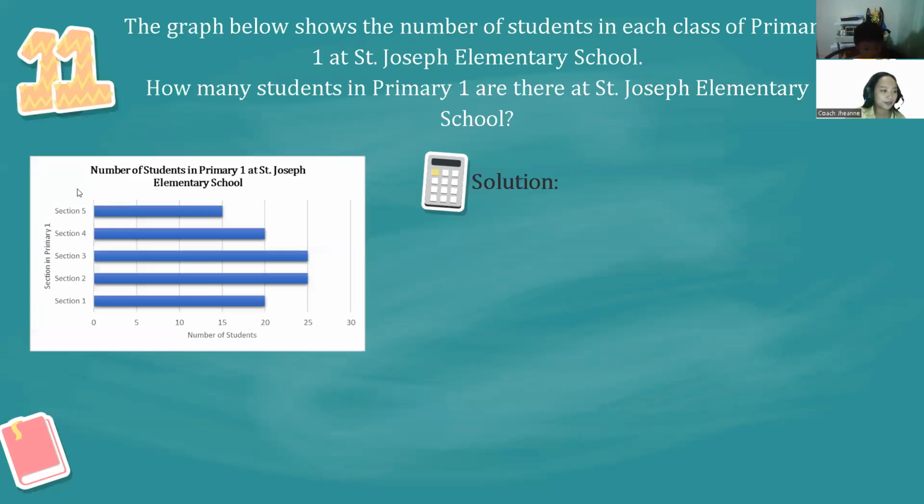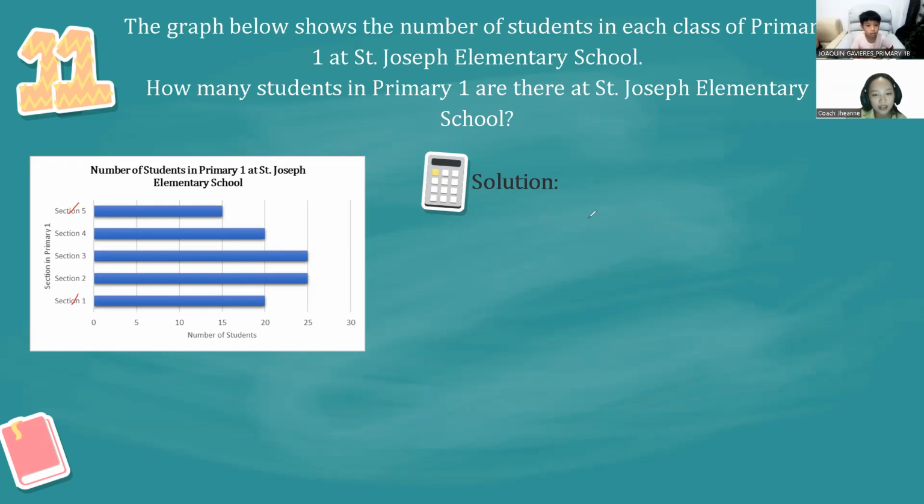Number 11. The graph below shows the number of students in each class in Primary 1 at St. Joseph Elementary School. How many students in Primary 1 are there at St. Joseph Elementary School? So to solve this problem, we have to add the number of students in each section. As you can see here, Primary 1 at St. Joseph has 5 sections. Okay? Section 1, 2, 5. Now, we have to add the number of students in each of the 5 sections.